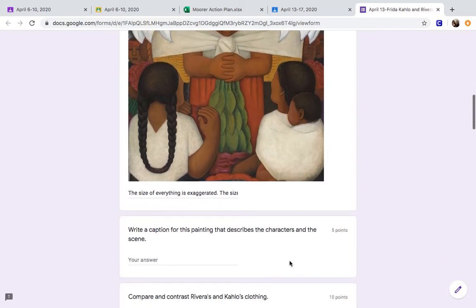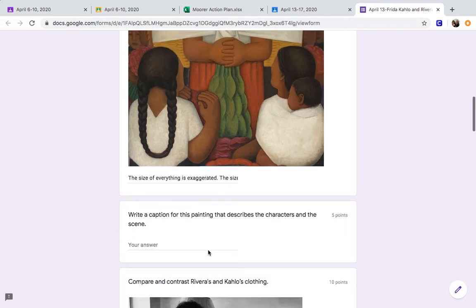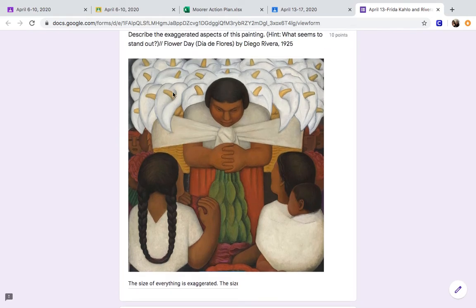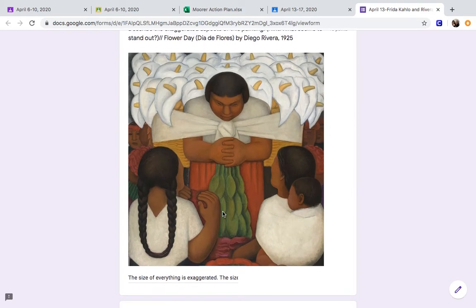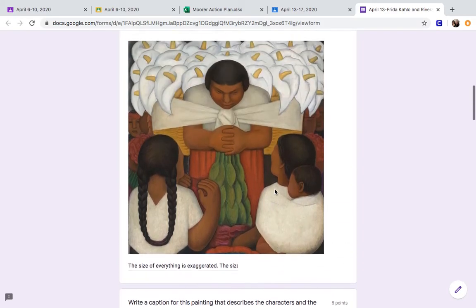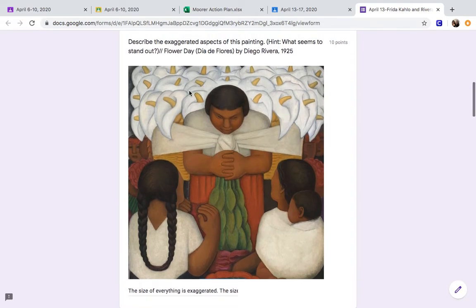Okay. I have one more question about this painting here. Write a caption for this painting that describes the characters in the scene. So I said earlier that maybe he is bringing these for the other people in the market to purchase. So I could call my painting something like "Man sells lilies to people at the market." Anything you can come up with based on the picture itself. I did give you the name as Flower Day, but what could you write about what's happening in the picture?